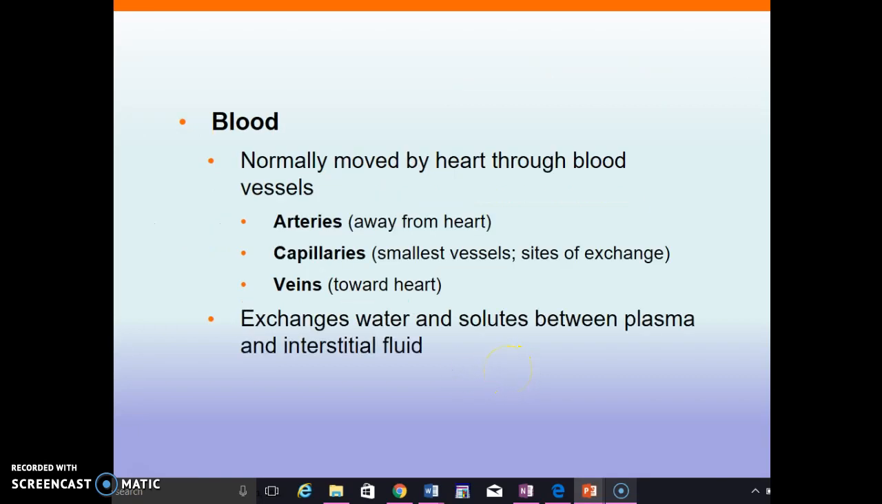Blood is moved by the heart through the blood vessels. Arteries move blood away from the heart. Veins move blood toward the heart, and capillaries are the site of exchange of nutrients and gases.